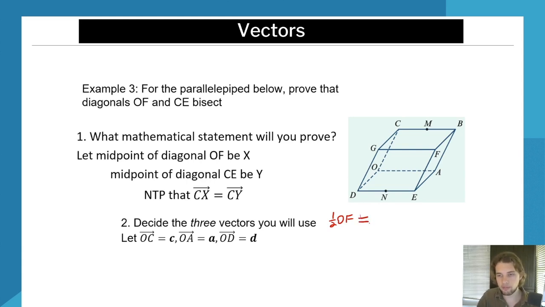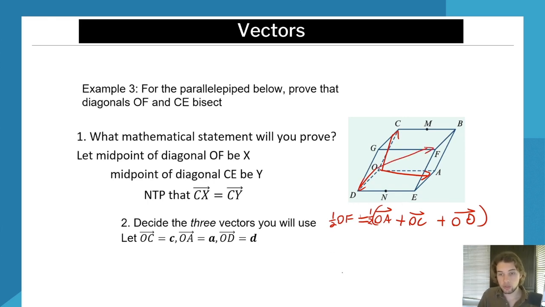Halfway of O to F is equal to half of O to A, put all that in brackets, plus O to C, plus O to D. What that means is we went this much this way, this much this way, and that much this way, and that ends up creating a line that goes from O to F.